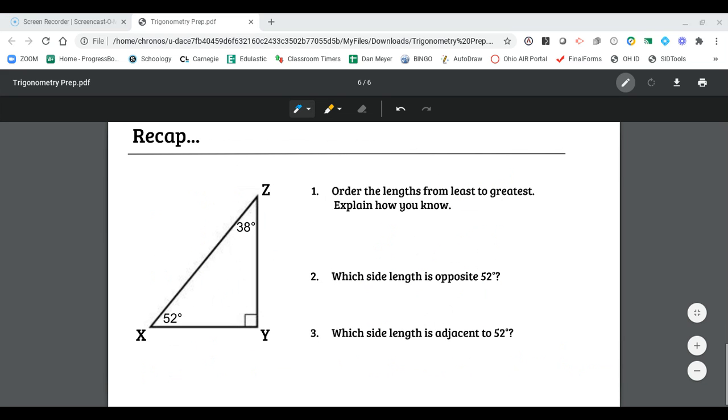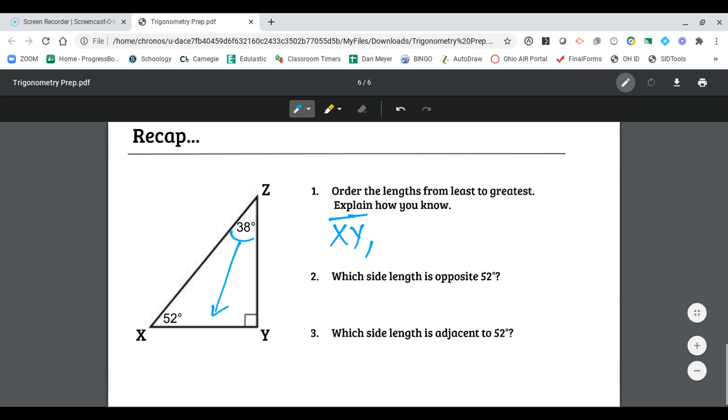So we've got a right triangle, and this one we've got 38 degrees, 52 degrees, and then the 90-degree angle. So why don't you pause this video and list in order the lengths from least to greatest and then explain how you know. All right, so least to greatest, and we're talking about the lengths. So it looks like my smallest angle is 38 degrees and it is opposite XY. So XY must be my smallest side length.